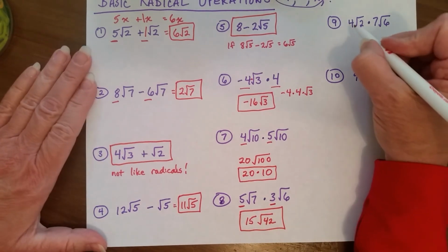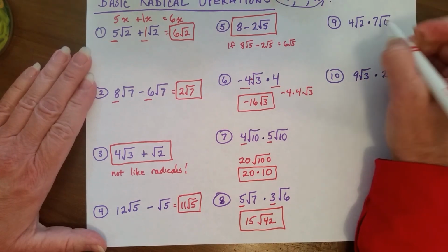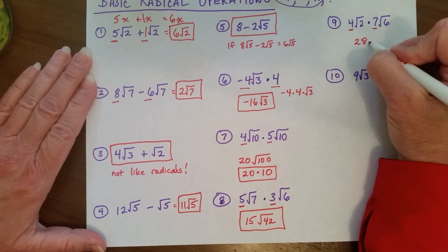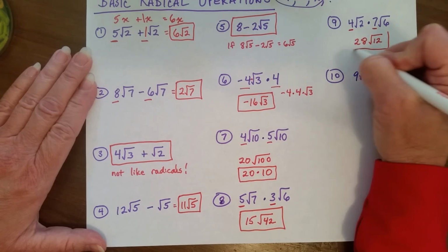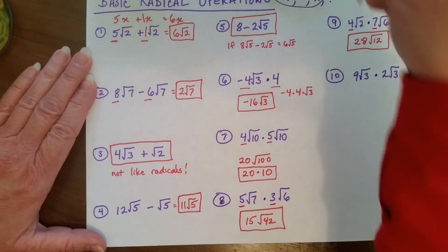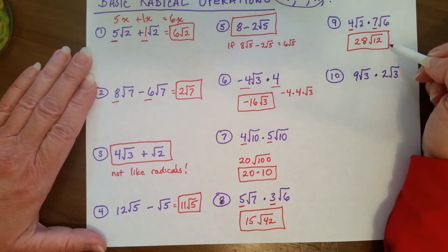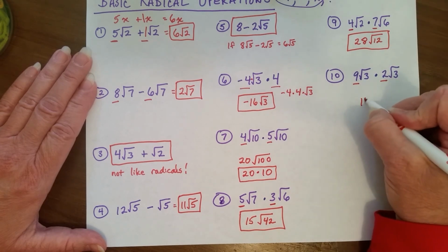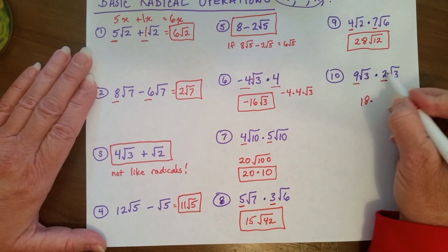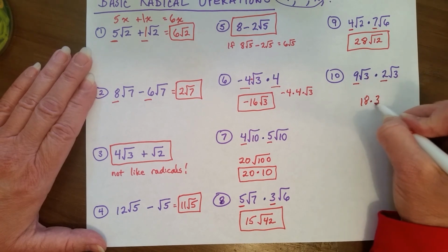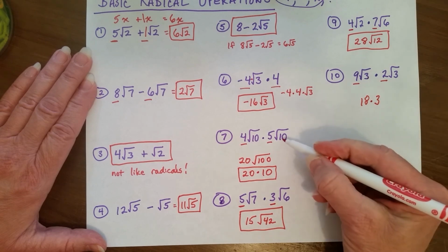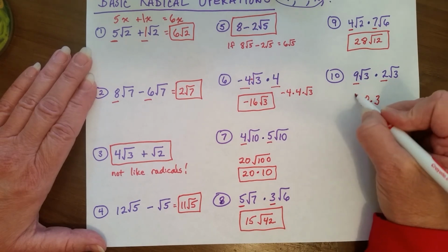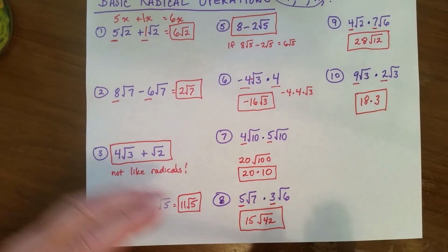Okay, over here, 4 root 2 times 7 root 6. 4 times 7 is 28. 2 times 6 is 12. So your answer in Delta Math for this particular lesson will be 28 root 12. Now here I have a 9 times 2, so that's 18. And then I see I have the same radical, root 3 times root 3. So that's just going to be root 9 or 3. It'll be like this one, where you have the same radical. So you're just going to write your answer like that.